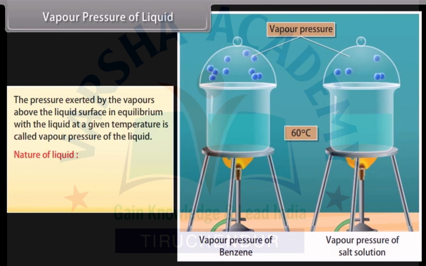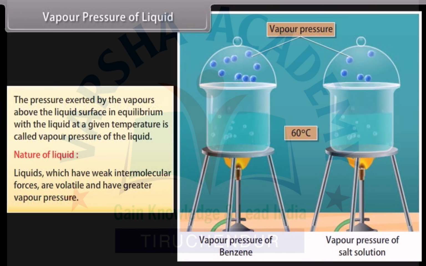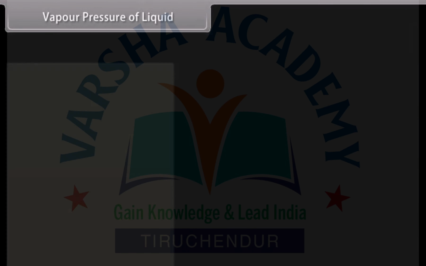Nature of liquid. Liquids which have weak intermolecular forces are volatile and have greater vapor pressure. For example, dimethyl ether has greater vapor pressure than ethyl alcohol.